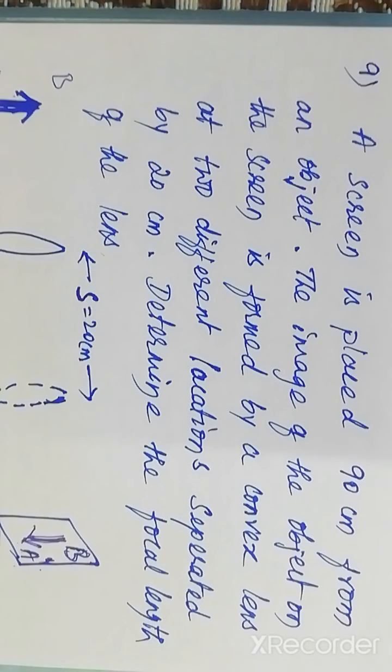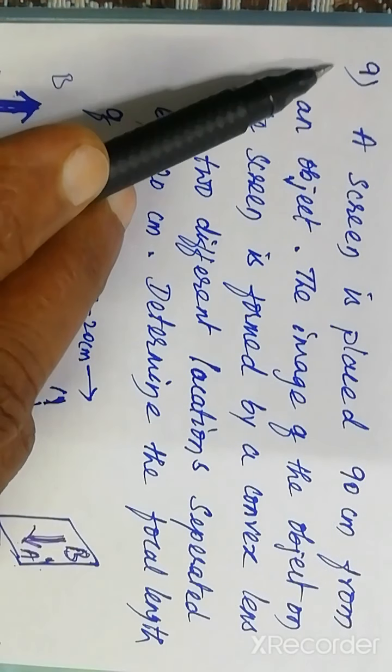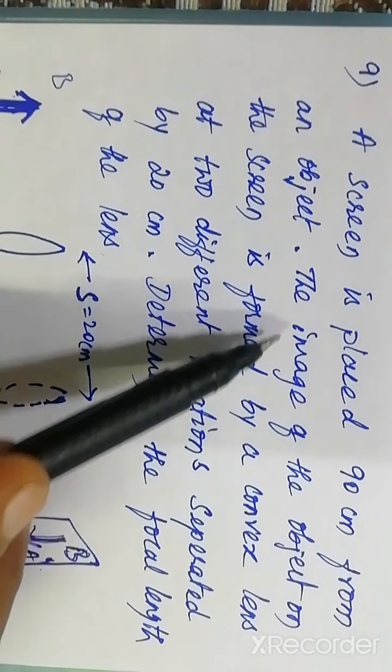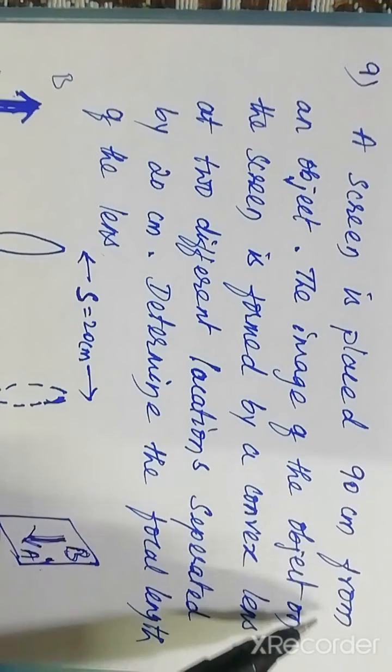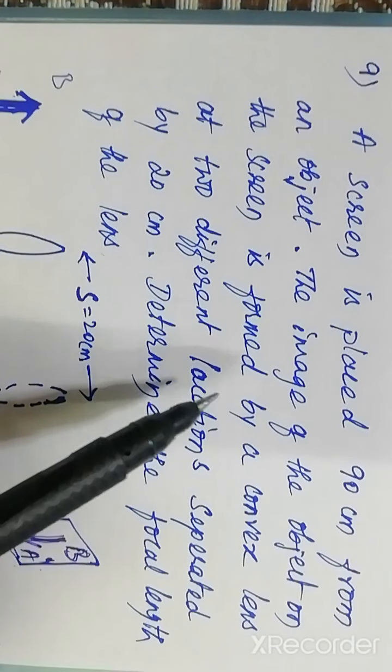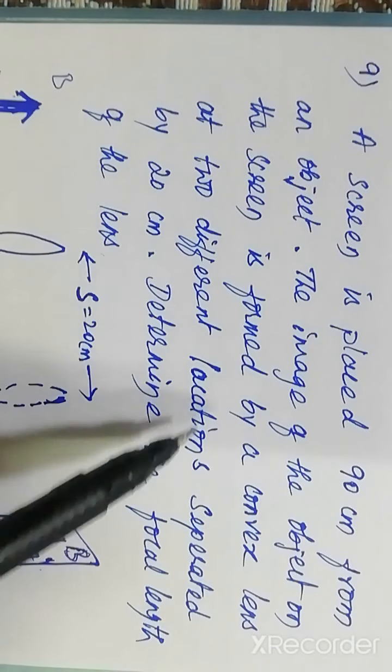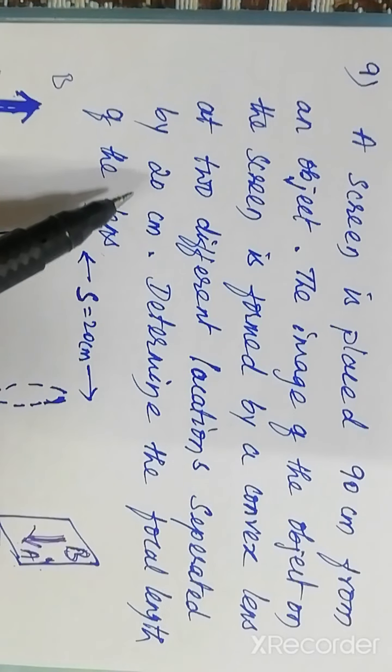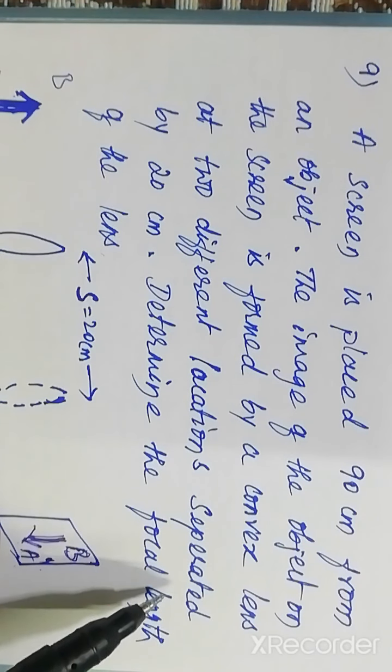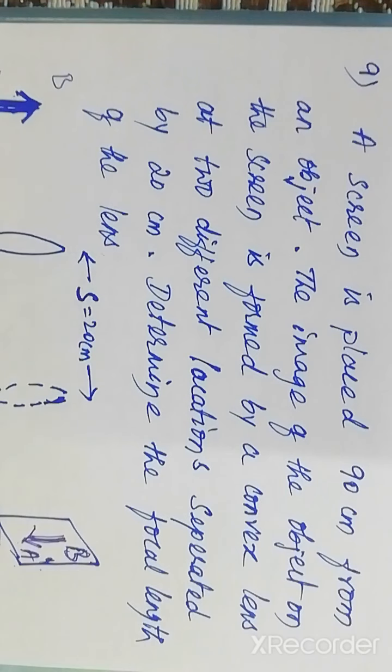Good morning, students. So, in the previous video, we started discussing the numerical sums on ray optics. In continuation with that, the ninth numerical sum: a screen is placed 90 centimeter from an object. The image of the object on the screen is formed by a convex lens at two different locations separated by 20 centimeter. Determine the focal length of the lens.